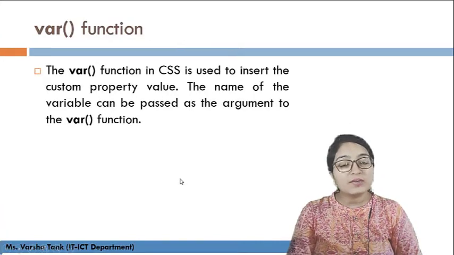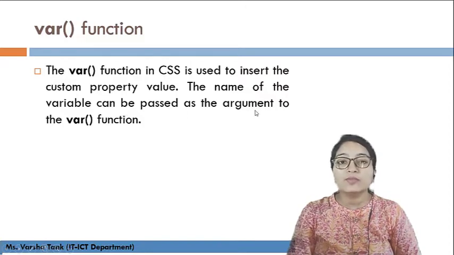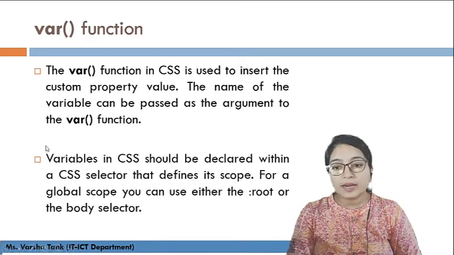Now next one is the var function. The var function in CSS is used to insert the custom property value. The name of the variable can be passed as the argument to the var function. Let's see in the example, so you will have a better idea.